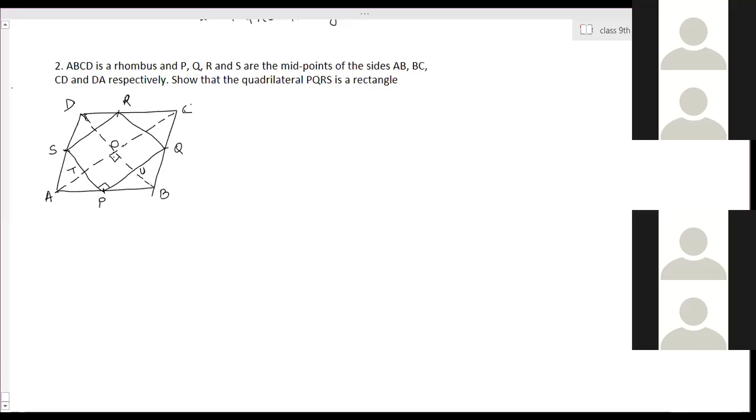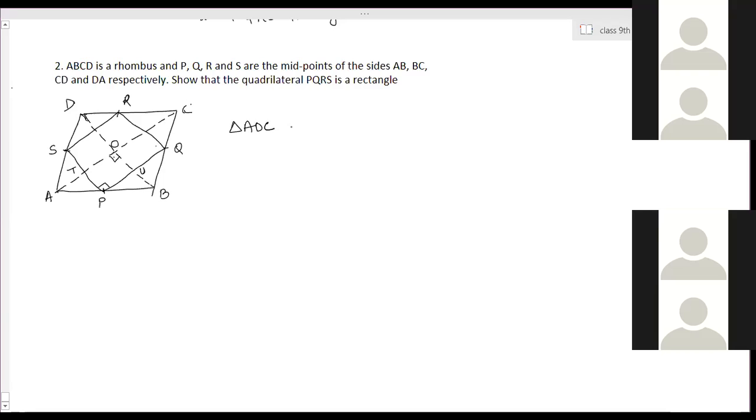Because of the parallelogram property, opposite angles are equal. So angle P is equal to angle R, which is 90. Now angle R and angle Q are adjacent angles. They are supplementary. If this is 90, that means Q will be also 90. And Q is 90, then S is also 90. So therefore, PQRS is a rectangle. Clear? So first you have to prove PQRS is a parallelogram.